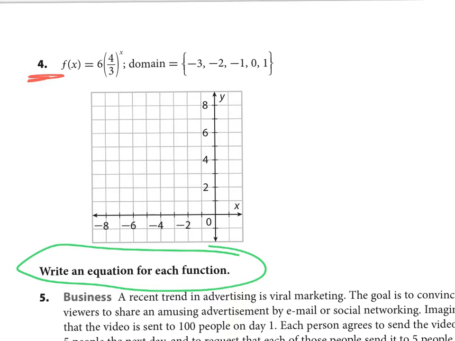So the values I end up getting, I'm just going to plot these points. At -3, it's 2.531. So -3 and 2.531, so maybe right there. Let's see if I can make that a little bigger. There we go. At -2, I've got 3.375, so maybe right there. -1 is 4.5, so right there. And 0 is 6. And then at 1, it is 8.